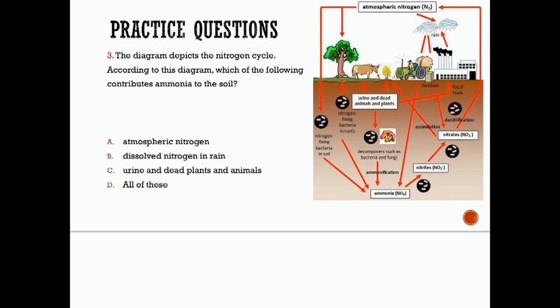Number 3, the diagram depicts the nitrogen cycle. According to this diagram, which of the following contributes ammonia, down here, to the soil? Okay, so pause this and look it over. All right, A, atmospheric nitrogen is up here, right? And if you follow the arrows down, that goes to ammonia eventually. Dissolved nitrogen in rain, here's the rain, if we follow that down, it goes to ammonia. Urine in dead plants and animals, if you follow that down, it goes to ammonia. So number 3, we would pick D, all of these.